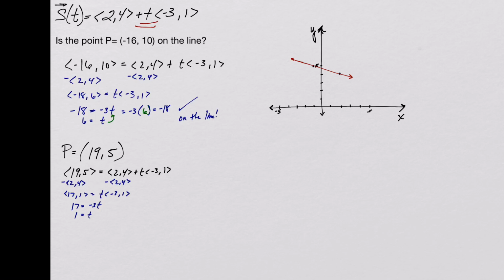And so, again, I've solved for a value of t. Now I've got to verify that I get a true statement when I substitute it in here. And doing that, I'd get negative 3 times 1, which is negative 3. And so this is not a true statement, right? 17 does not equal negative 3. So my conclusion here is that this point is not on the line.